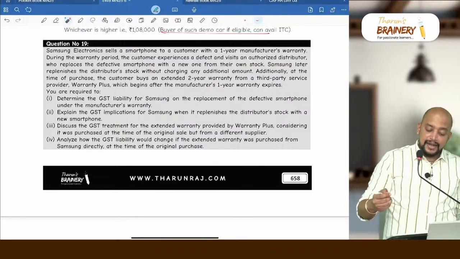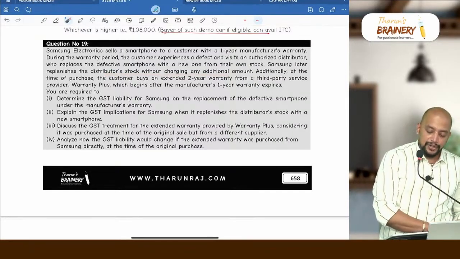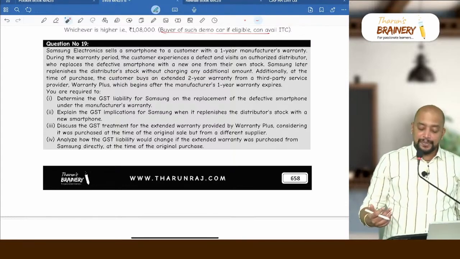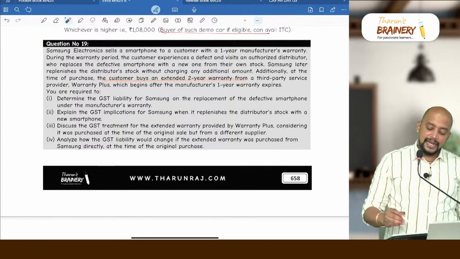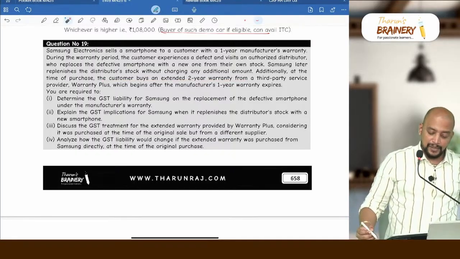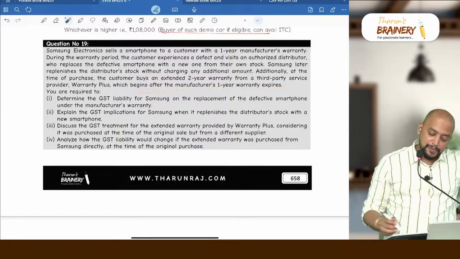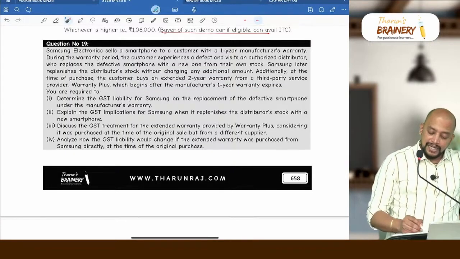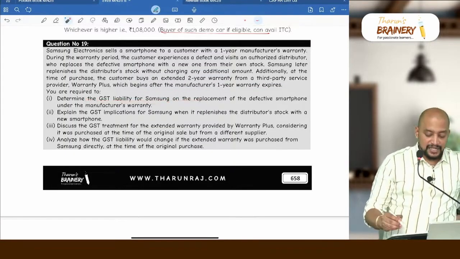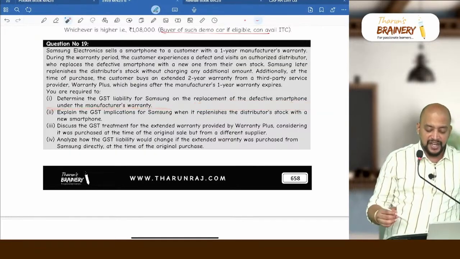Samsung later replenishes the distributor stock without charging any additional amount. Additionally, at the time of purchase, a customer buys an extended 2-year warranty from a third-party service provider, Warranty Plus, which begins after the manufacturer's 1-year warranty expires. You are required to determine the GST liability for Samsung on the replacement of defective smartphone under manufacturer warranty.